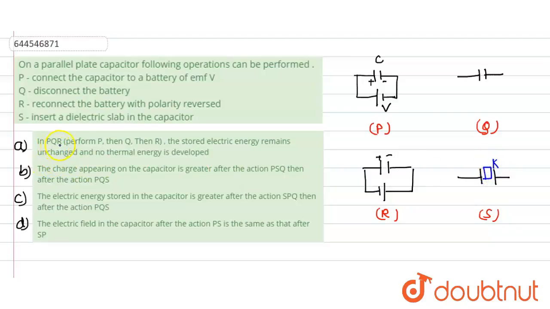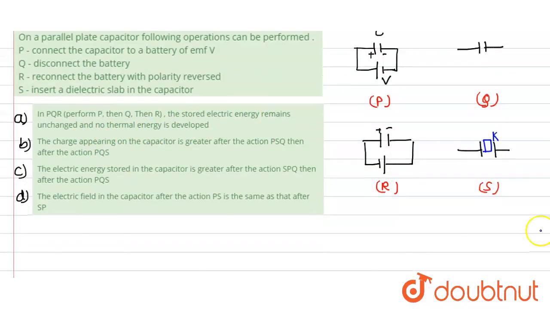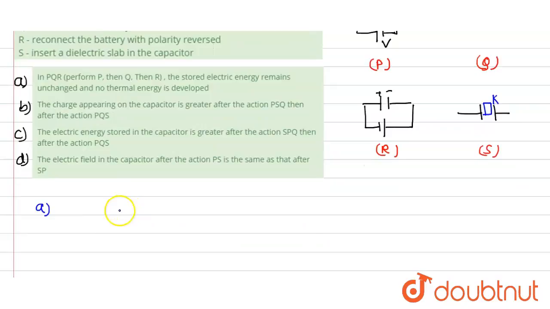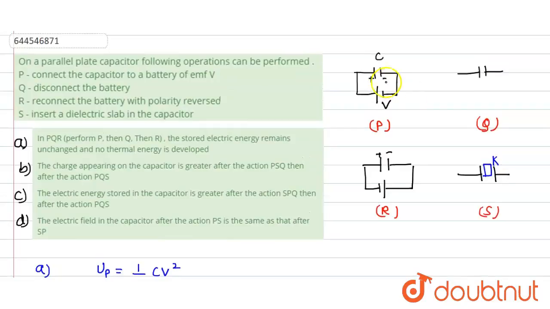Now we are performing the operations. In PQR, the energy stored remains unchanged and no thermal energy is developed. Now in the A part, we know that initially the energy stored by the capacitor in the case P, UP, would be equal to 1 divided by 2 CV square. This is the initial energy which the capacitor would be having.